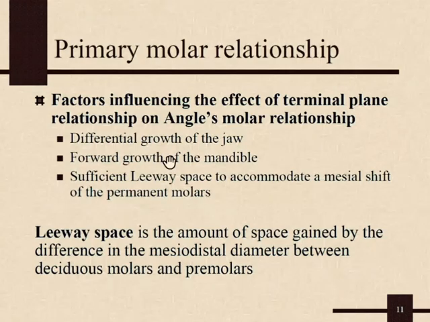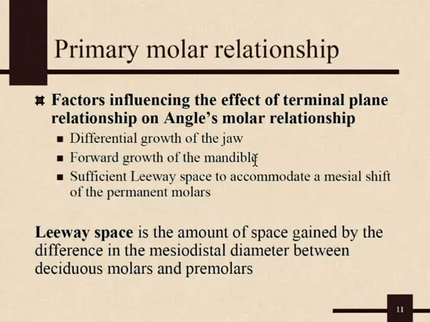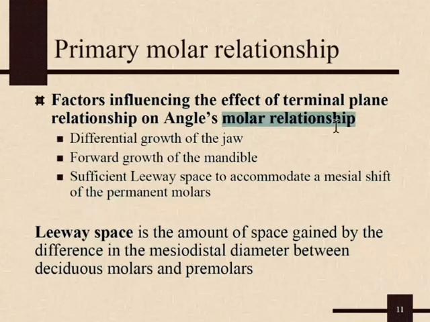Thirdly, the sufficient leeway space, which I will describe here. This tells me that if the differential growth, the individual growth of the jaw, is different, we will have a different molar relationship in the permanent dentition. If we interfered with the forward growth of the mandible, by an orthodontic appliance for example, or if the child went to correct the primary terminal plane, we can have early correction of the permanent molar relationship. I hope you understand now, just theoretically, the point.